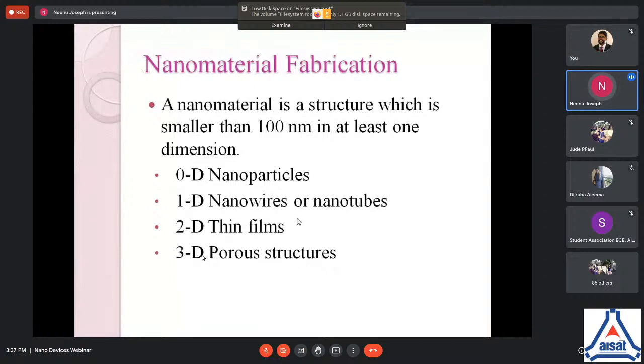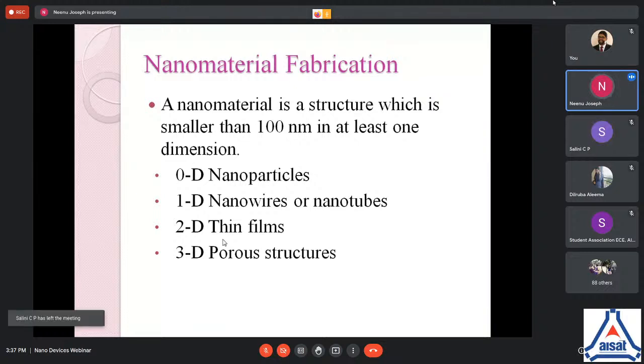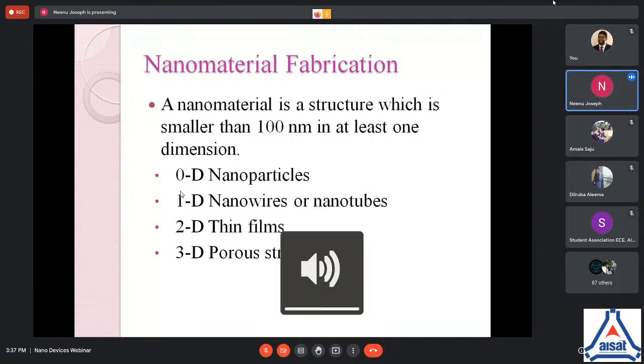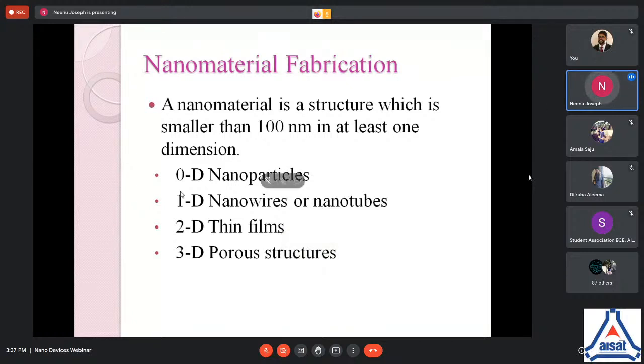And coming to the fabrication of nanomaterial. A nanomaterial is a structure which is smaller than 100 nanometer in at least one dimension. First, these are the classifications of nanostructures: zero-dimensional nanoparticles, that is also called quantum dot, one-dimensional nanowire or nanotubes, and 2D structure, thin films, and 3D structure, porous structures, or it is called bulk. 1D structure is called quantum wire, and 2D structure is called quantum well.